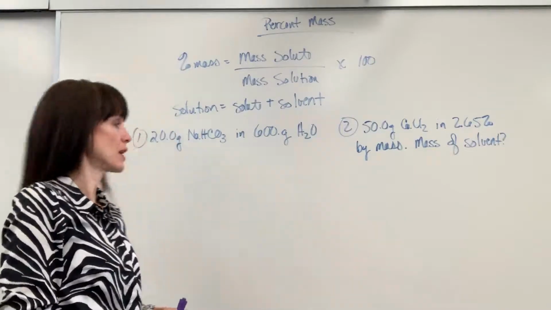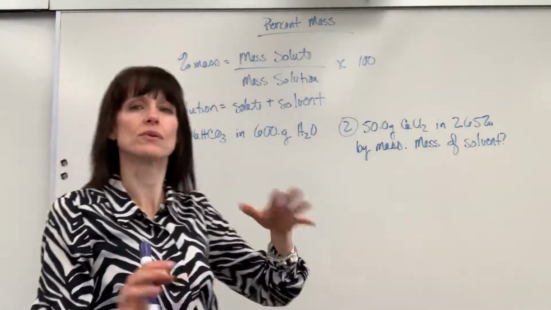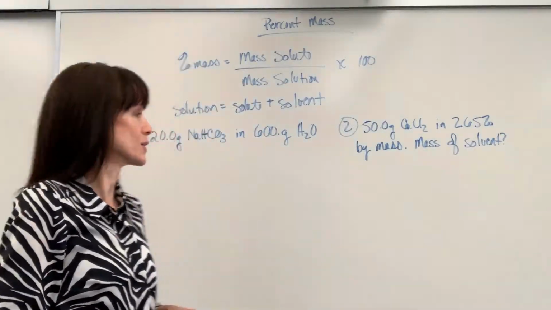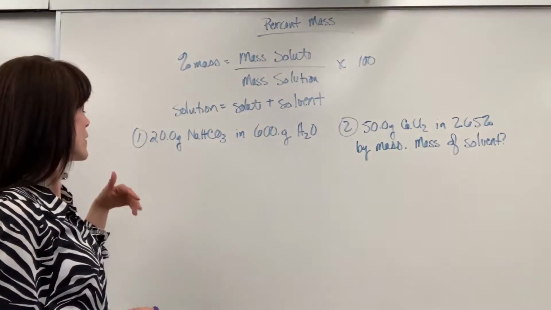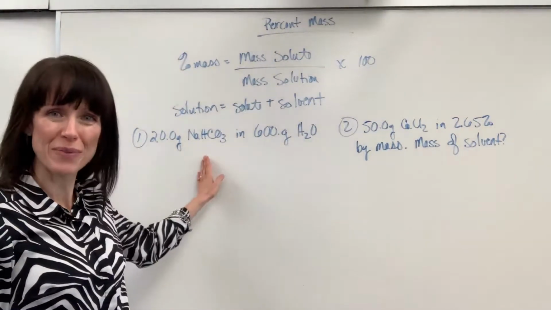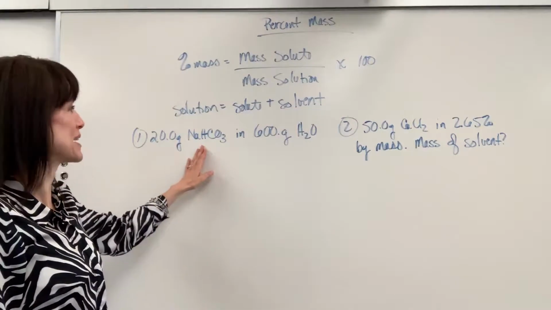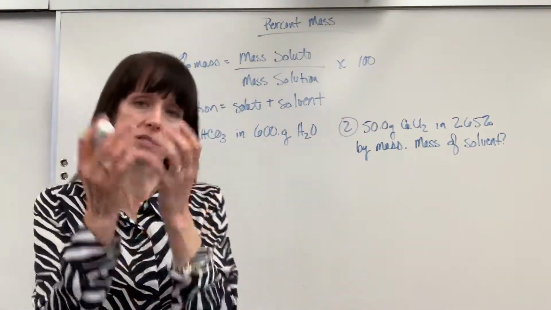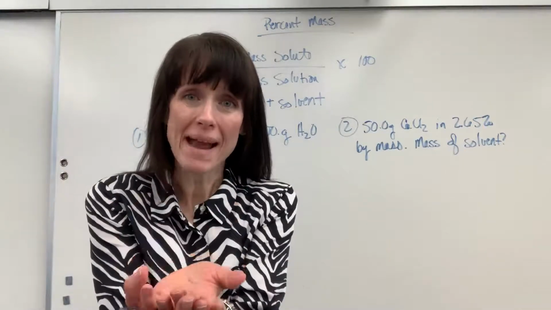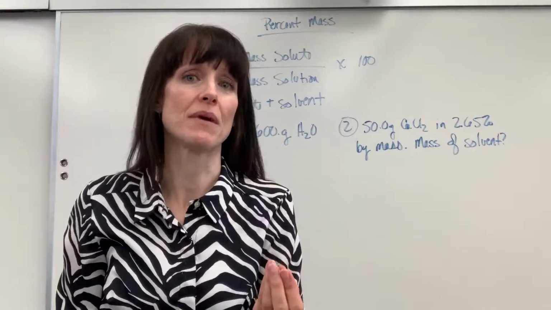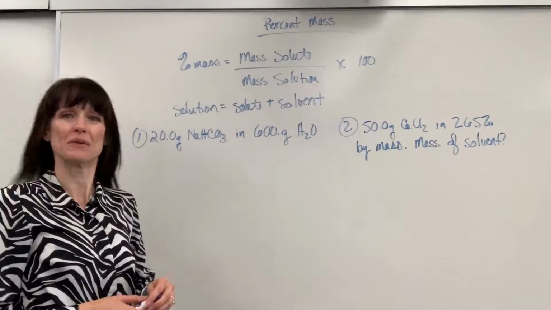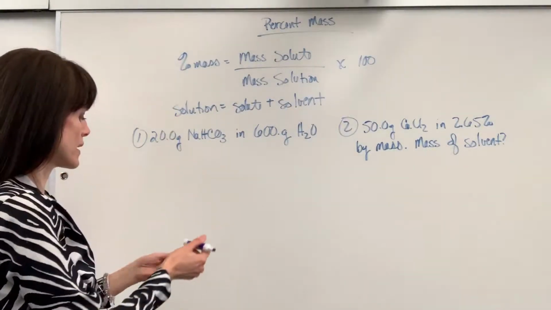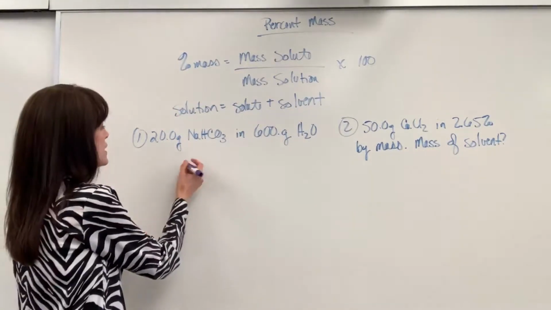So let's do a couple of problems, a straightforward one and then another one that maybe we have to think about just a little bit. So on number one, we're going to have 20 grams of sodium bicarbonate, or sodium hydrogen carbonate, and we're going to add it to 600 grams of water. We want to know, when we make this total solution, what percentage of the mass is attributed to that sodium bicarbonate. So let's go ahead and use our percent mass formula.